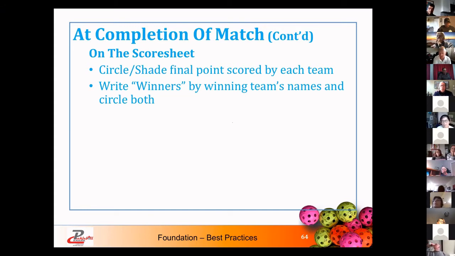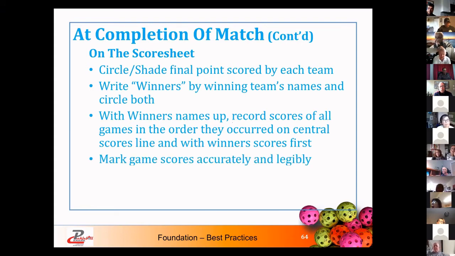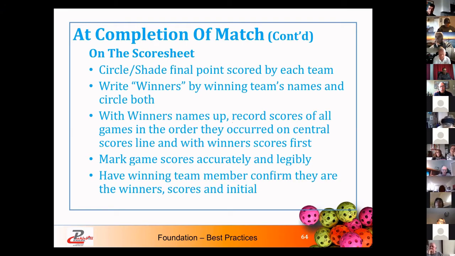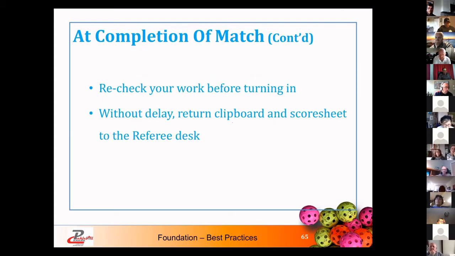So again, you circle the winners' names, both players, and with the winners' names up, record the score of all the games in the order they occurred on the center of the score sheet. We'll show you on the score sheet where you put that, and mark the game scores accordingly and legibly. Have winning team members confirm they are the winners and check their scores, and they initial that fact. Recheck your work before you turn it in. Without delay, you return the clipboard and the score sheet to the referee's desk.